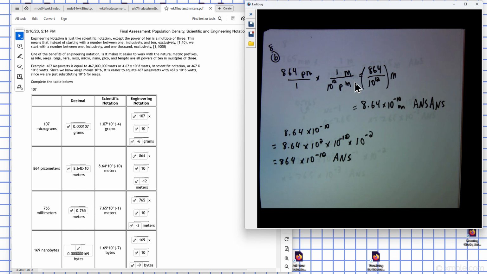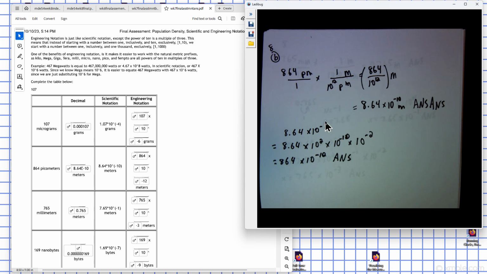B, we have so many picometers. From the chart, we can see the equivalents here. Our unit rate, 1 meter is 10 to the 12 picometers. Divide out here, we end up with 8.64 times 10 to the -10 meters. So they convert it into meters here. And then they want scientific notation. So that's in this form here, it is in scientific notation.